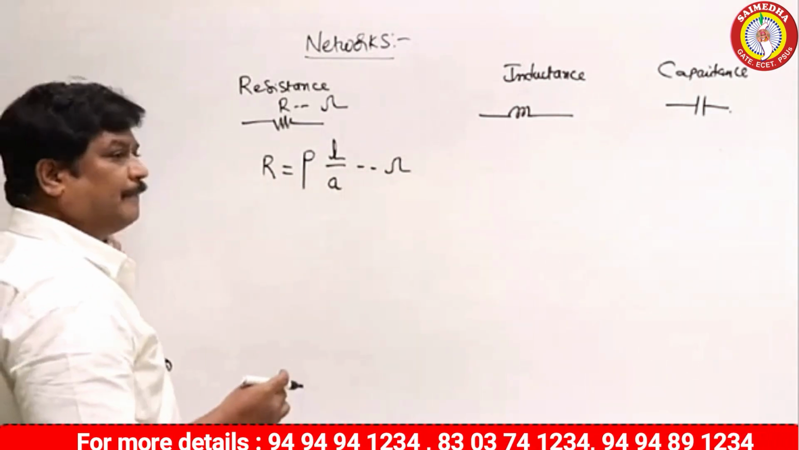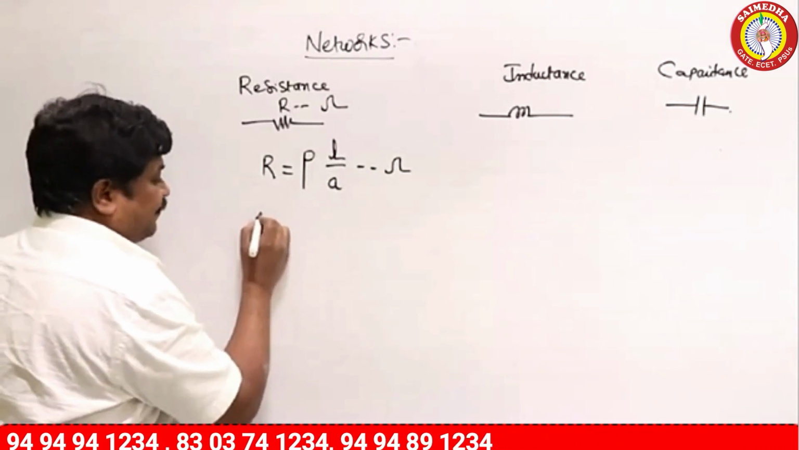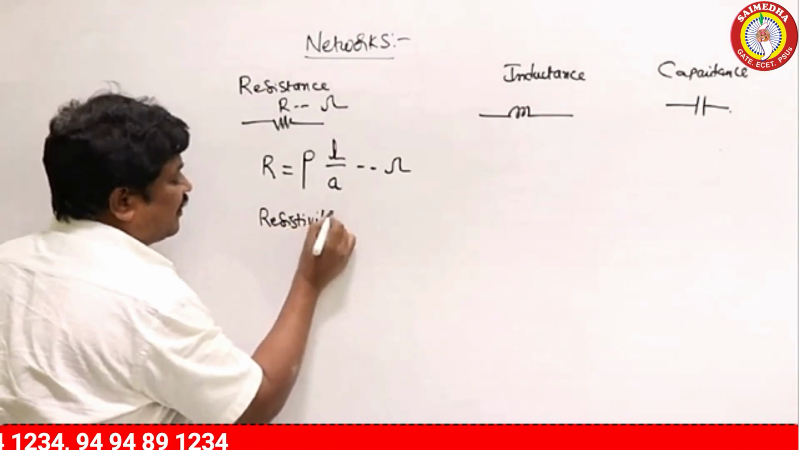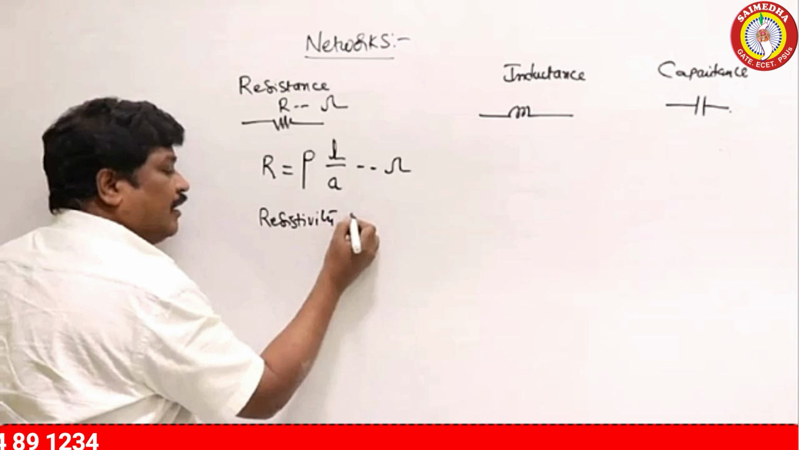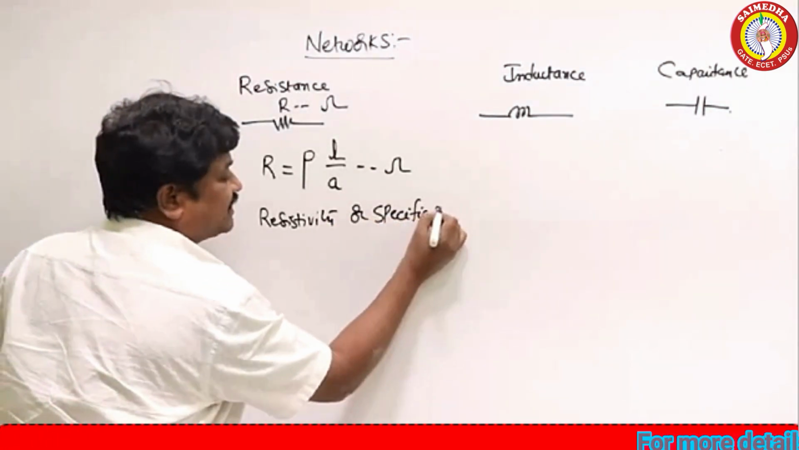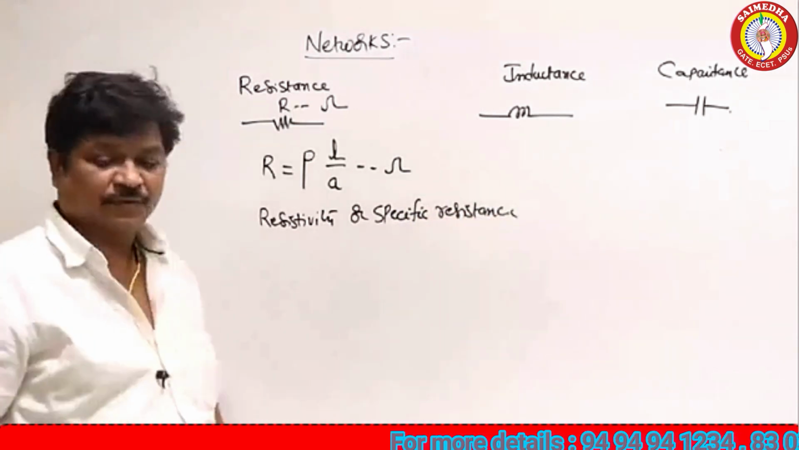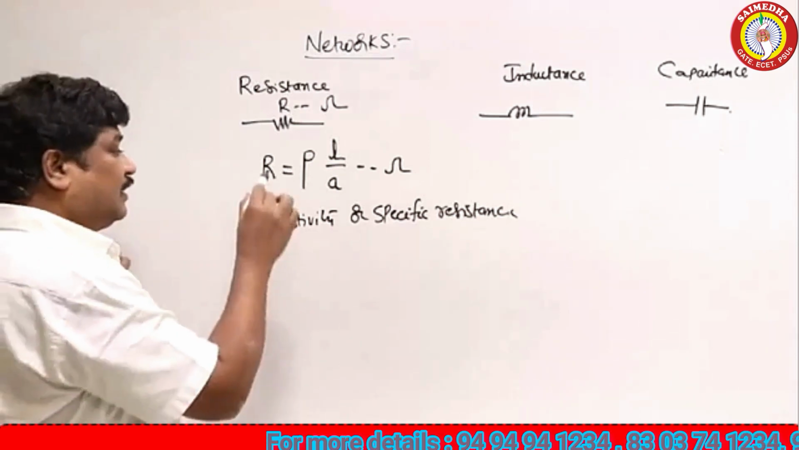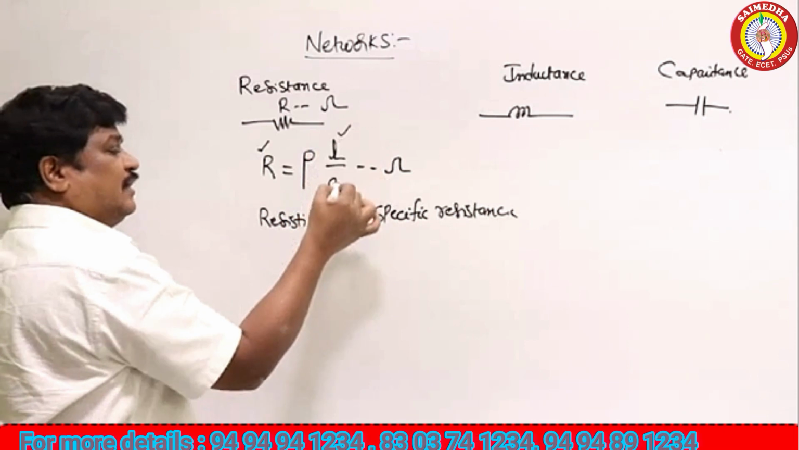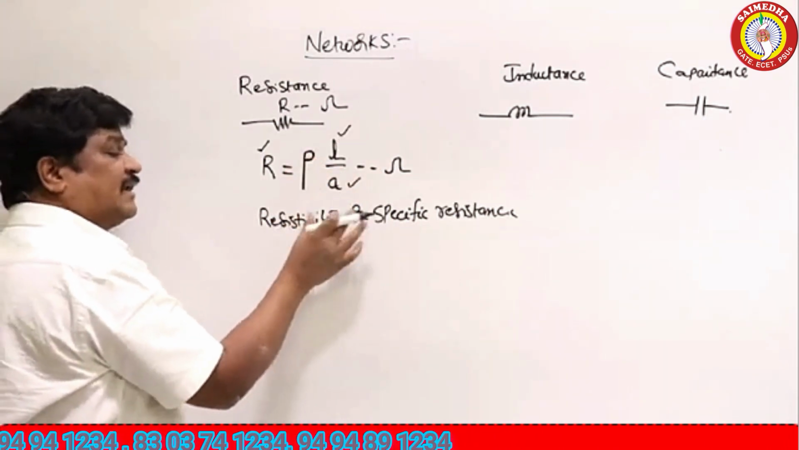Sir, what is resistivity? What is meant by resistivity? Resistivity, or specific resistance. Where R is called resistance, L is called length, A is the area of cross section, and rho is the specific resistance or resistivity.